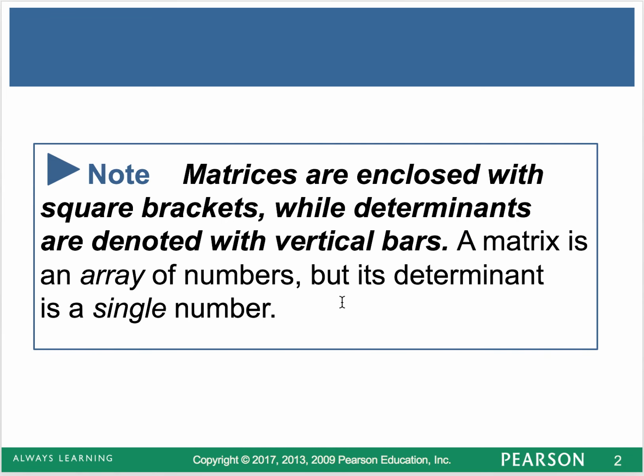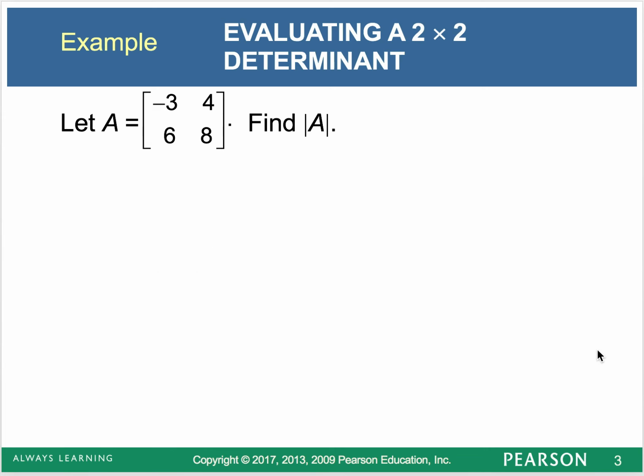Okay, so a note, I think we've already said all this. Matrices are enclosed with square brackets, while determinants are denoted with vertical bars. A matrix is an array of numbers, but its determinant is a single numerical value.